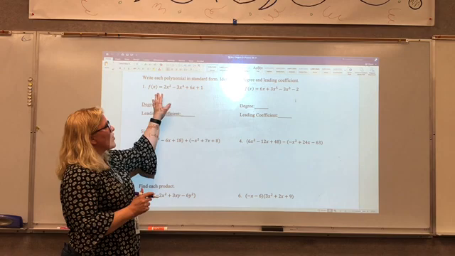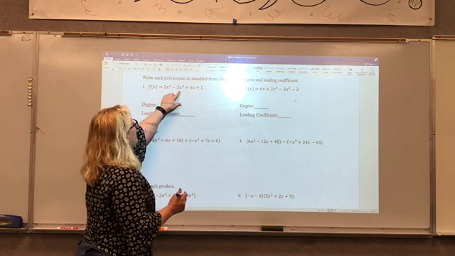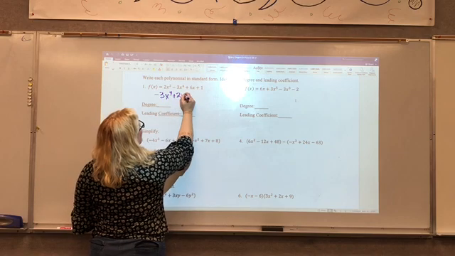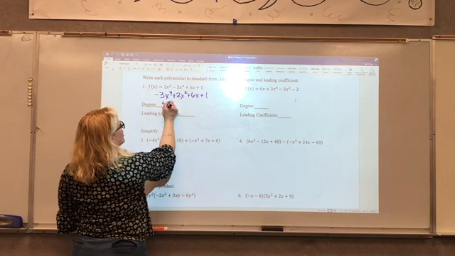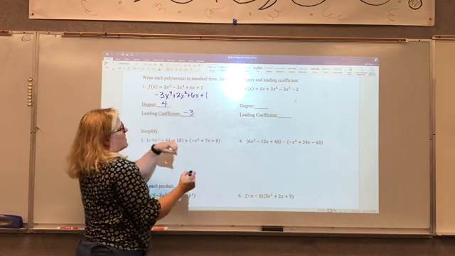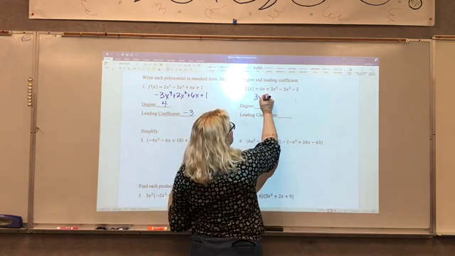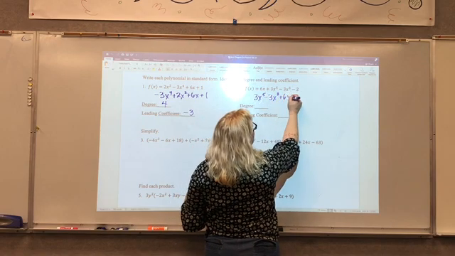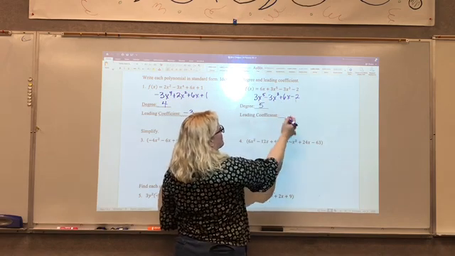So remember, standard form is when we start with the highest exponent and then we go down from there. So here we have negative 3x to the fourth plus 2x squared plus 6x plus 1. The degree is 4 because that's the largest exponent, and my leading coefficient is negative 3. Over here my highest exponent is a 5, so I take that term first: 3x to the fifth minus 3x to the third plus 6x minus 2, so it's in descending order. The degree is 5, and my leading coefficient is 3.